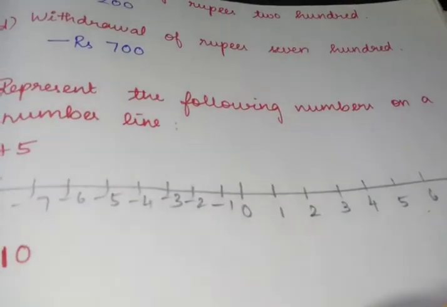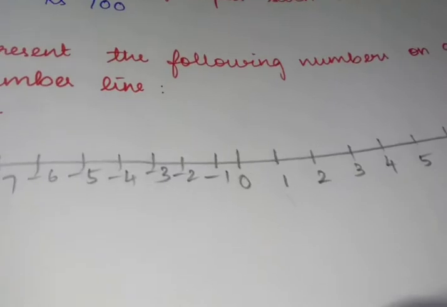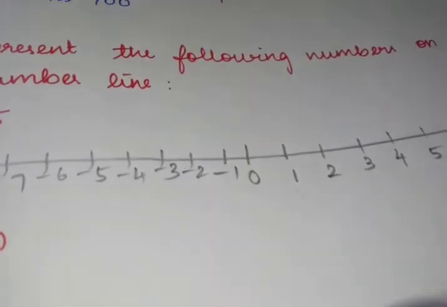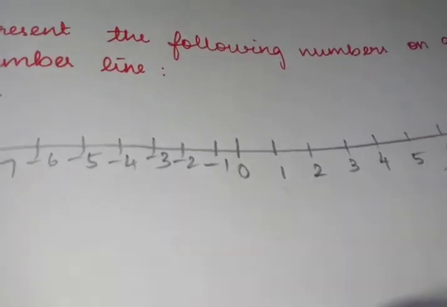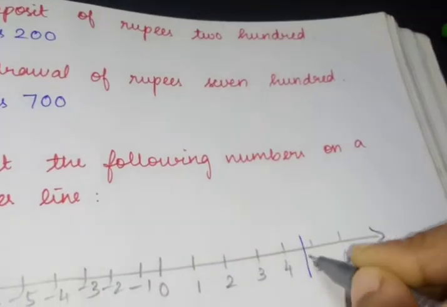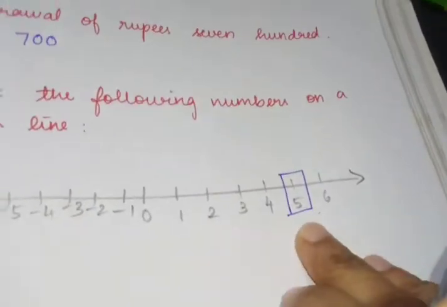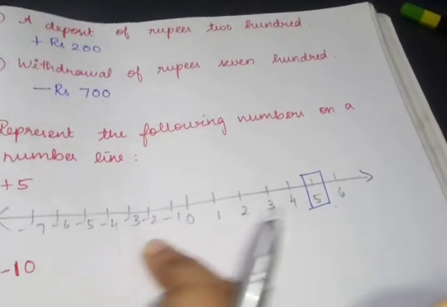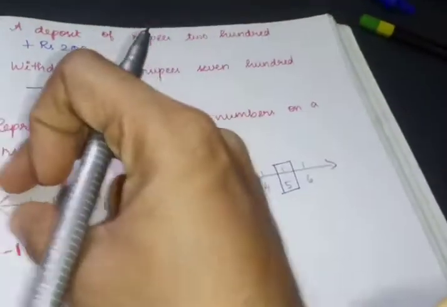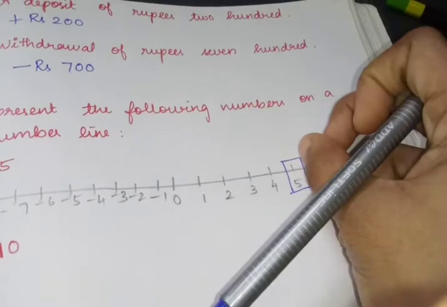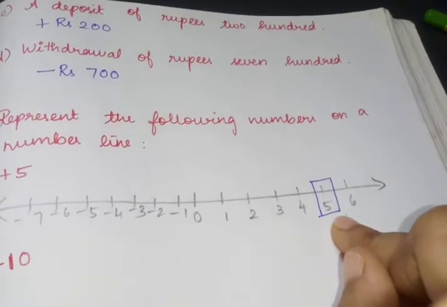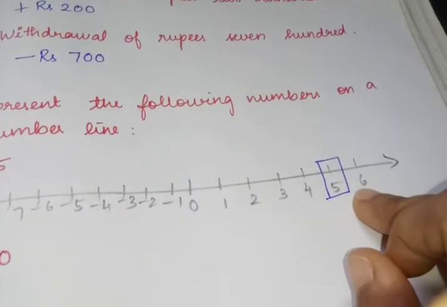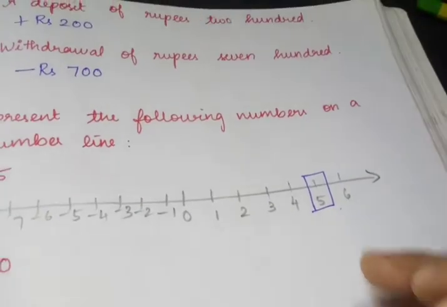Now we are going to represent plus 5 on this number line. Where does the number 5 come? Plus 5 means 5. So you should put a box. This is how you will represent the numbers on a number line. I will draw one number line and put a box on that specific number.